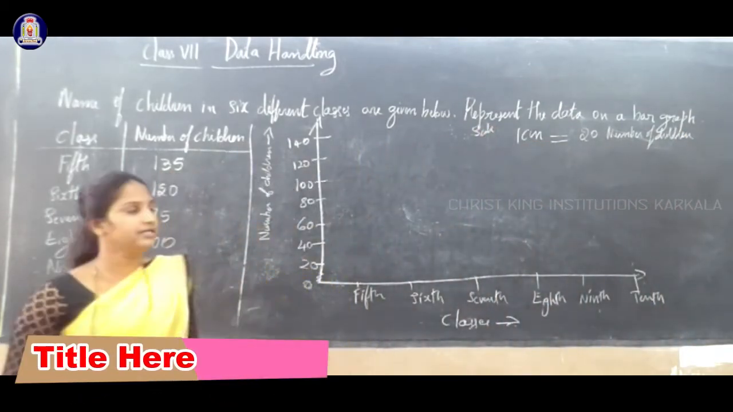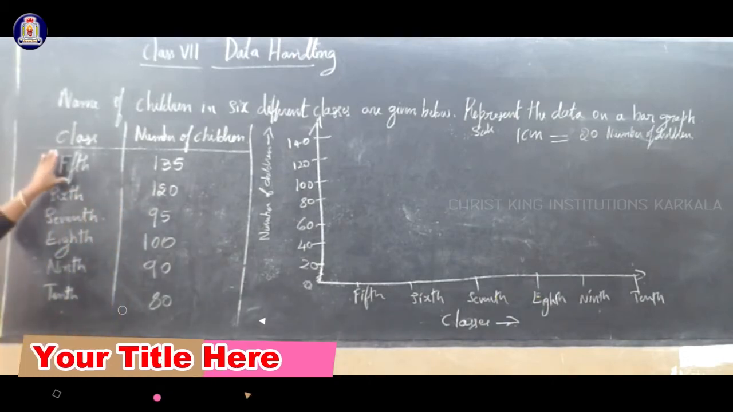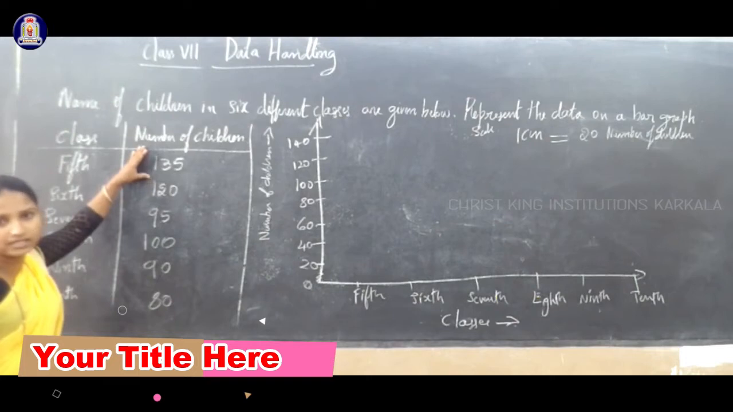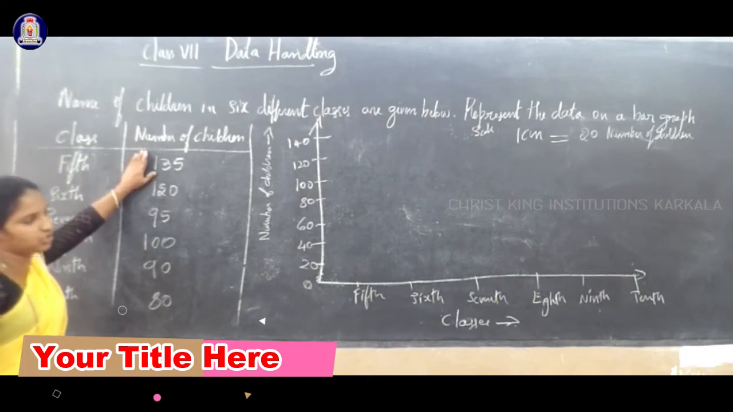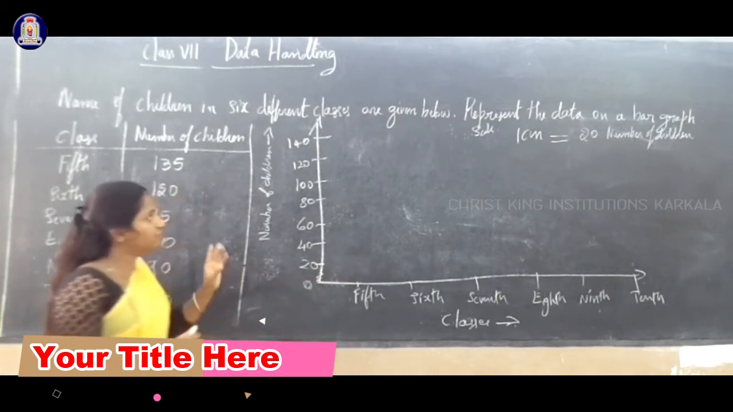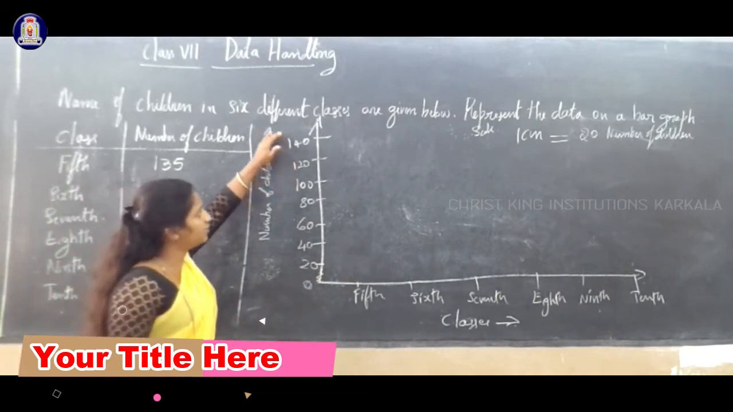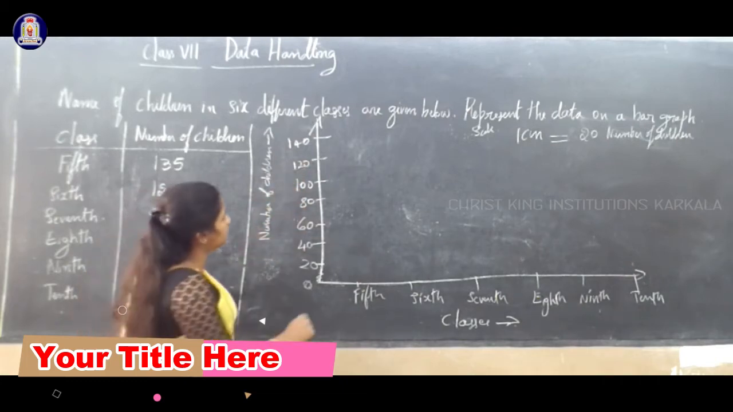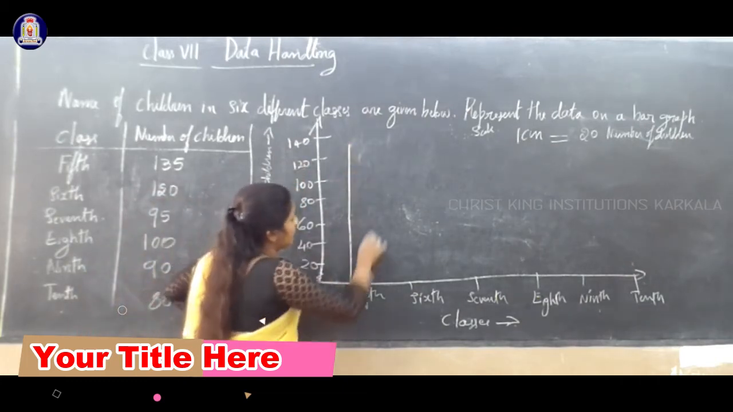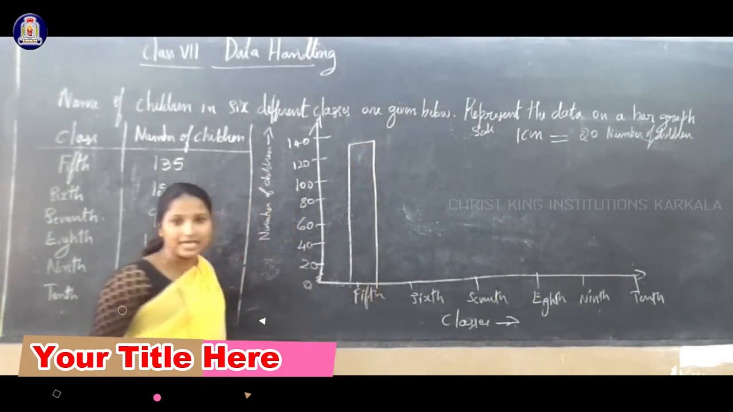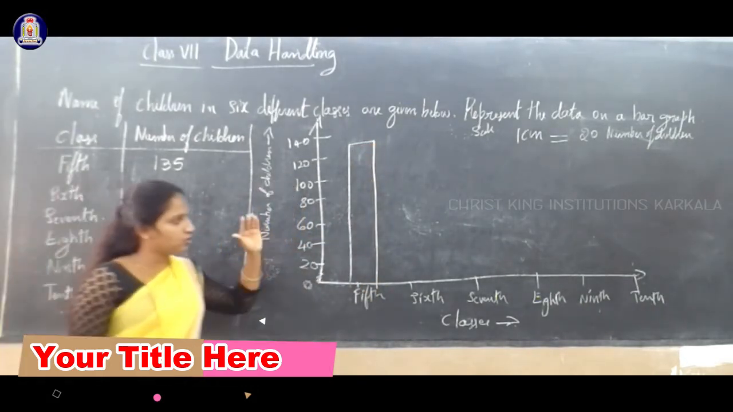Bar graph. Now first, see in class 5th, how many students are there? There are 135 students, 135 children. So 5th is here. 135 is in between 120 and 140. Clear? So we can see the children in class 5th, that is 135. So you must use scale and pencil. Clear? Don't draw a rough diagram.